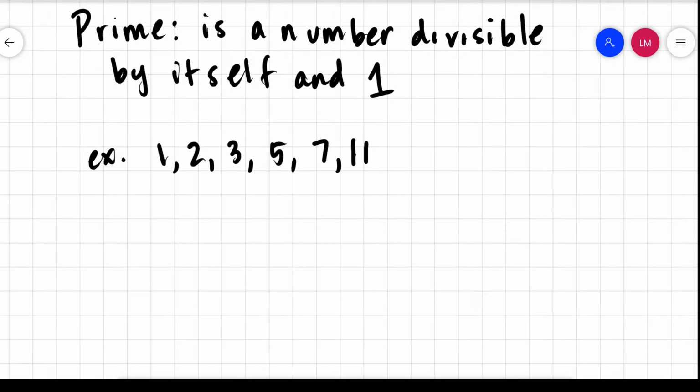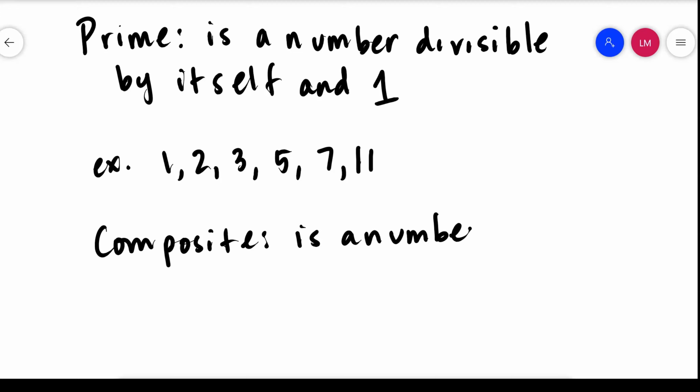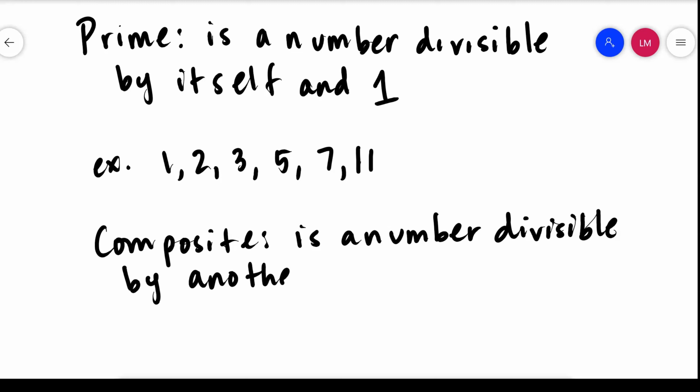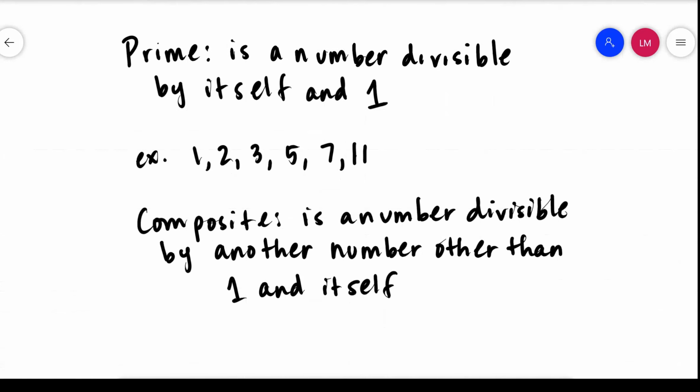But again, a composite is the opposite. A composite number is a number divisible by another number other than 1 and itself. All right, so hopefully, like I said, if you need to pause to be able to write down those definitions, please do so. Let's get a couple of examples right below here.